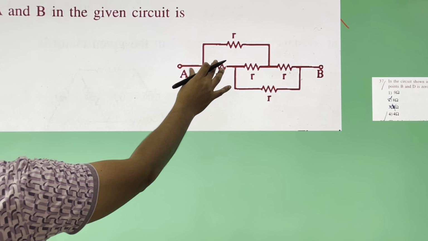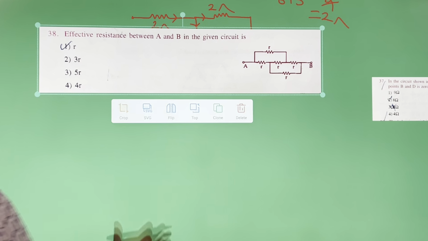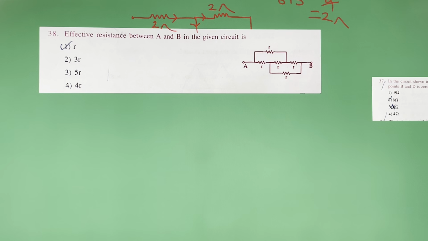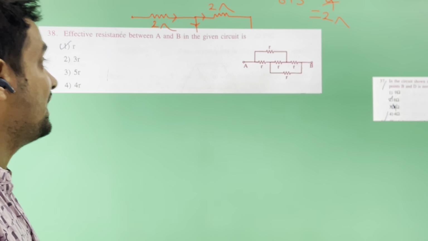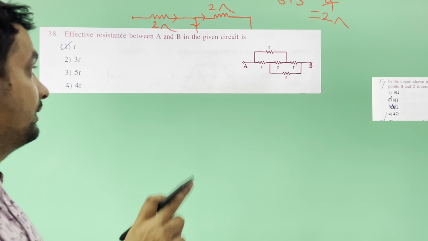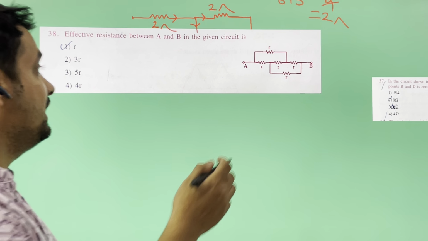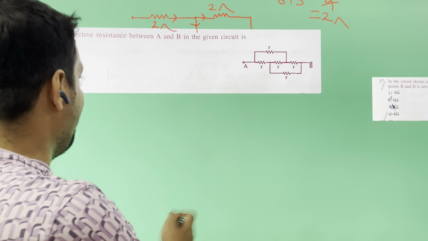So the next problem is, here we have to find the effective resistance between the points A and B. We have done this type of problem before, but that time there was no resistor, there was only wire, so potential was the same between the points. Here a resistor is there, so there will be no common potential. So what will we do?